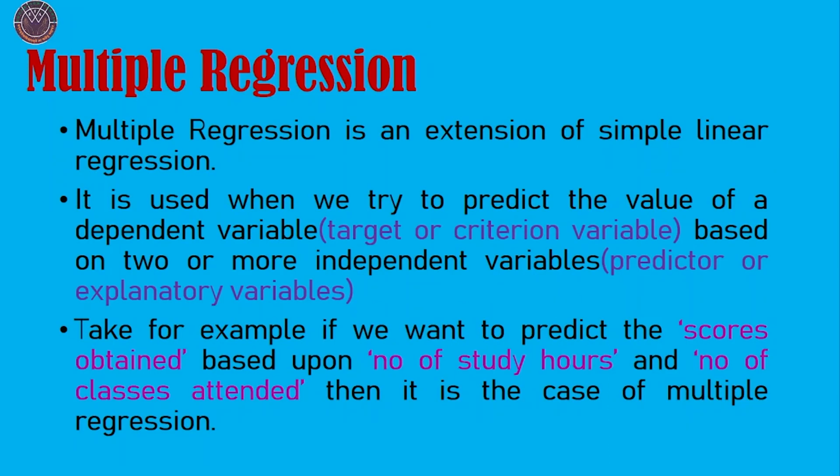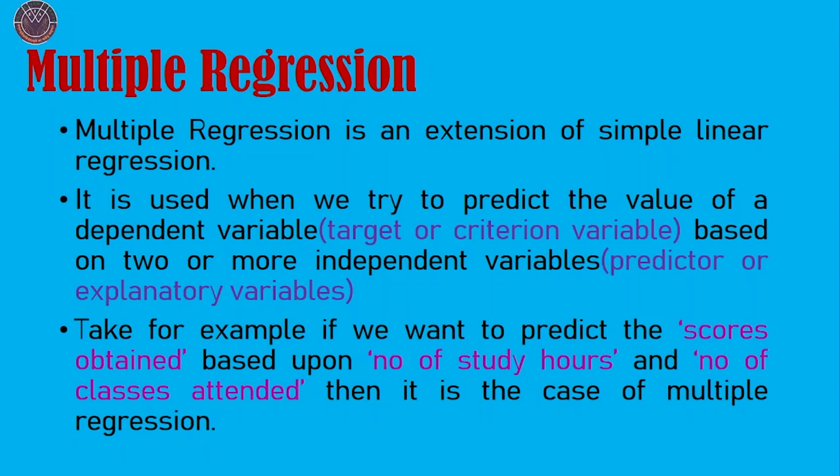So let us first try to understand what multiple regression is. We have understood what simple linear regression is: simple linear regression uses only one independent variable, and from that you try to predict the dependent variable. In simple linear regression using one independent variable, we are trying to get a model of it, a regression equation.